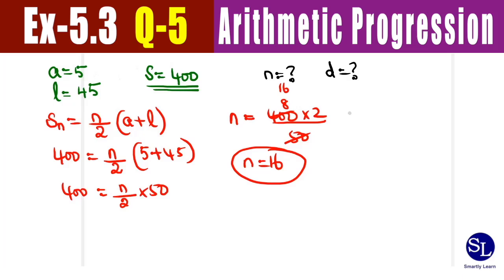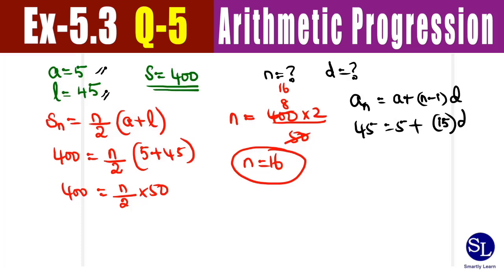Now we need to find out the value of d. In order to find the value of d, we know the value of n, we know the last term, and we also know the value of a. So let us write the an formula as an is equal to a plus (n minus 1)d. Here the last term, that is the 16th term, is 45. So let's substitute that. 45 is equal to 5 plus, we know the value of n just now, it's 16, so 16 minus 1 is 15, times d.